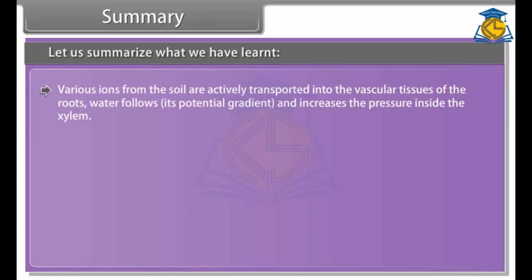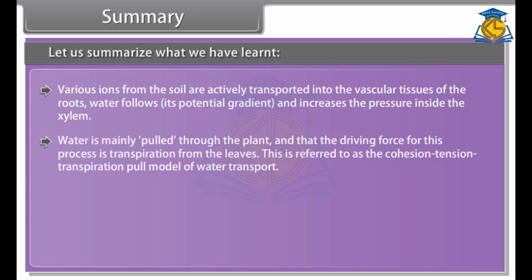Various ions from the soil are actively transported into the vascular tissues of the roots. Water follows its potential gradient and increases the pressure inside the xylem. Water is mainly pulled through the plant, and the driving force for this process is transpiration from the leaves. This is referred to as the cohesion-tension, transpiration pull model of water transport.